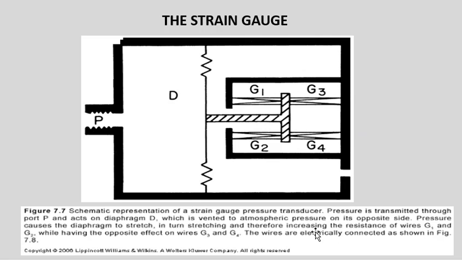It's worth reading the legend. Schematic representation of a strain gauge transducer. Pressure is transmitted through port P and acts on diaphragm D, which is vented to atmospheric pressure on its opposite side. Pressure causes the diaphragm to stretch, in turn stretching and therefore increasing the resistance of wires G1 and G2, having the opposite effects on G3 and G4. Simple concept, very clever.